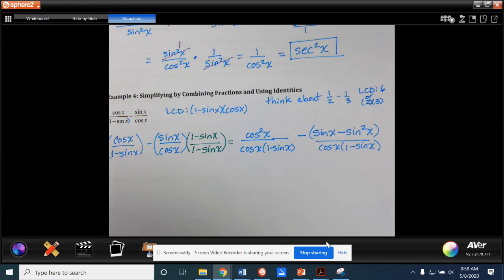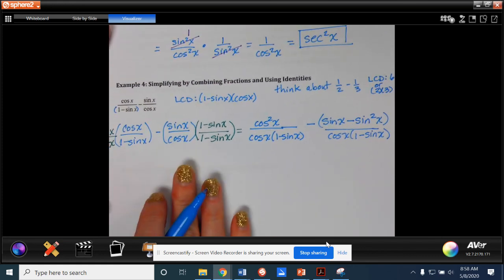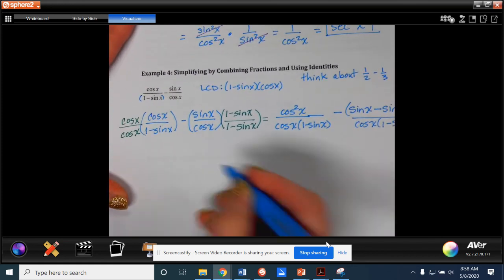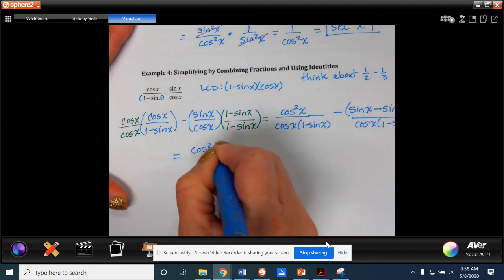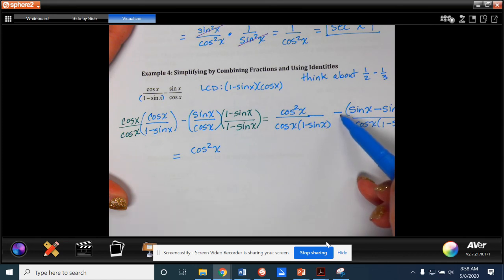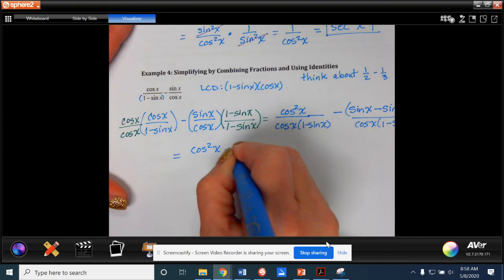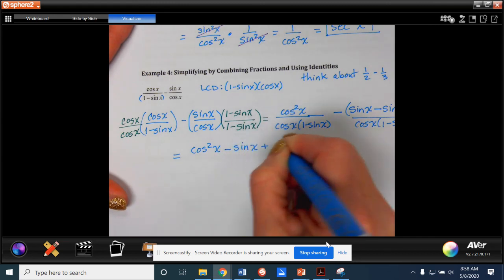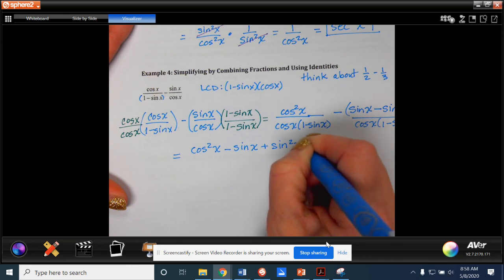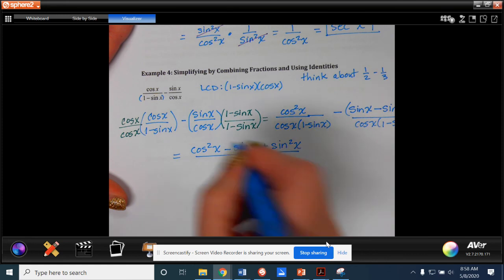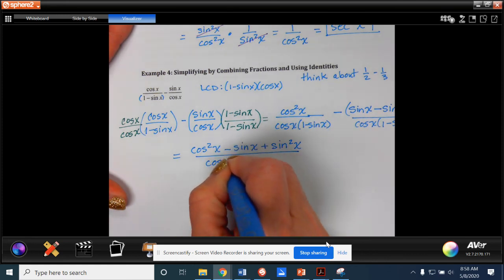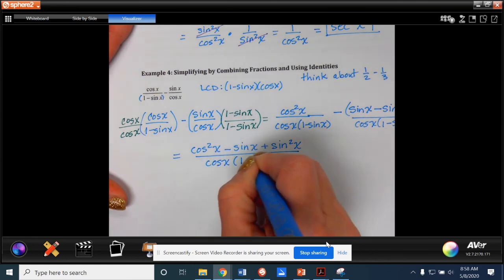Okay, let's go ahead and condense this a little bit more. I'm going to go ahead and move it over a little bit here. So I'm going to have in the numerator cosine squared x, take the negative and now distribute it through. And I have a minus sine x and a plus sine squared x, all over its common denominator of cosine x times 1 minus sine x.